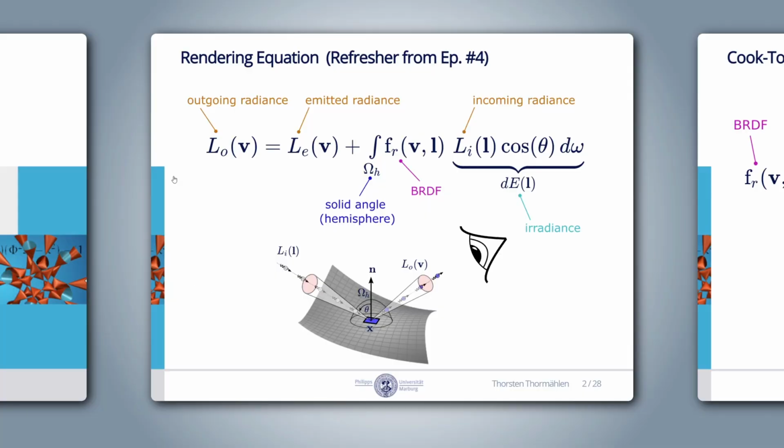Before we start, we need a few quick refreshers. Most importantly, the rendering equation, which we have introduced and discussed in detail in episode number 4. The rendering equation calculates the outgoing radiance Lo in the direction V for a surface patch at location X with normal N. The outgoing radiance is the sum of two terms. The first term is the emitted radiance Le in the direction V. This term is only larger than 0 if the surface is a light source.